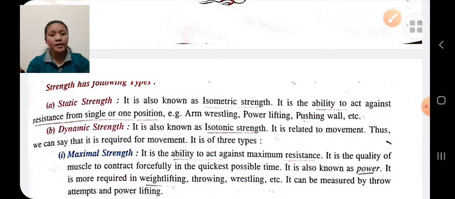It is also known as isometric strength. Static strength is also known as isometric strength. There is no movement. Iso means same, metric means length. So isometric means the length of the muscle remains the same. Dynamic strength means the ability to overcome the resistance while in motion. You have to overcome the resistance under the condition of movement.